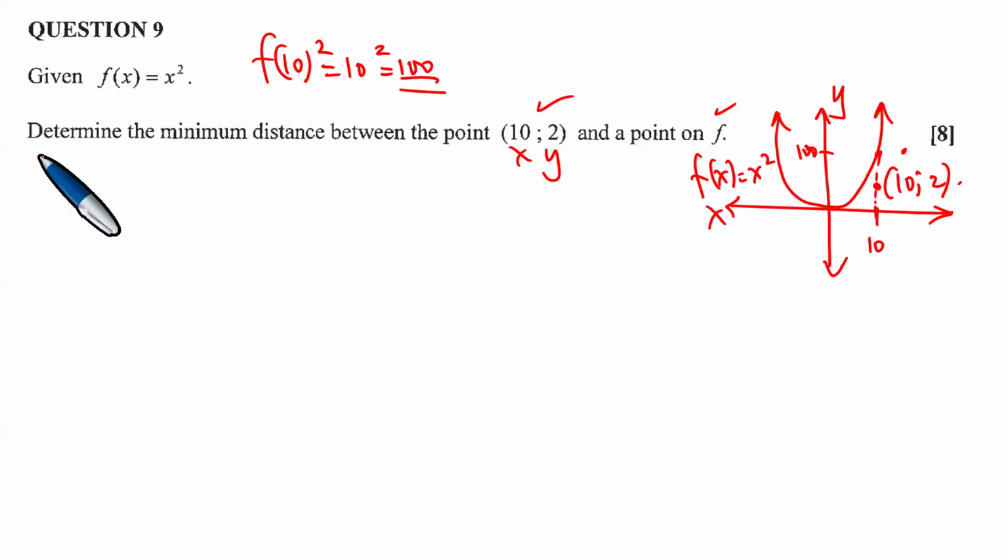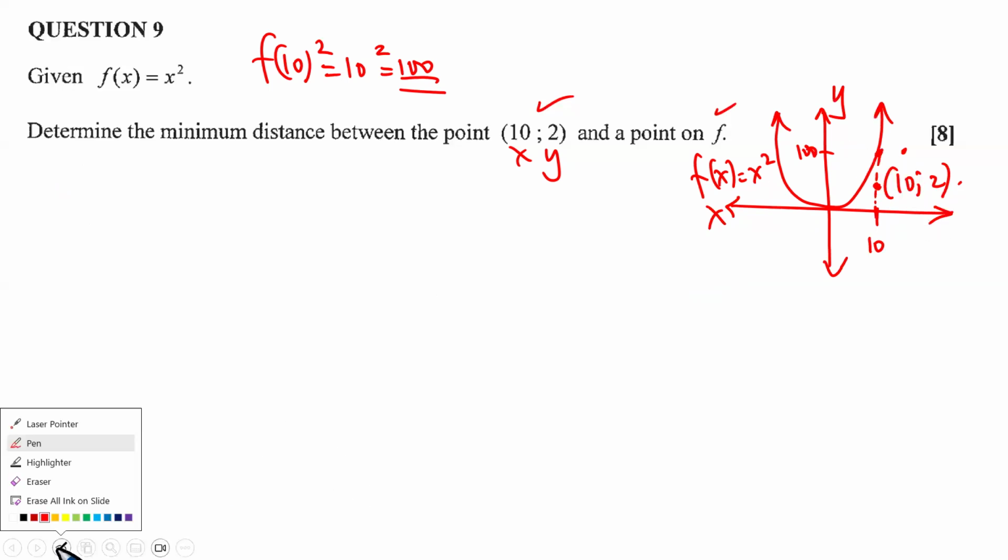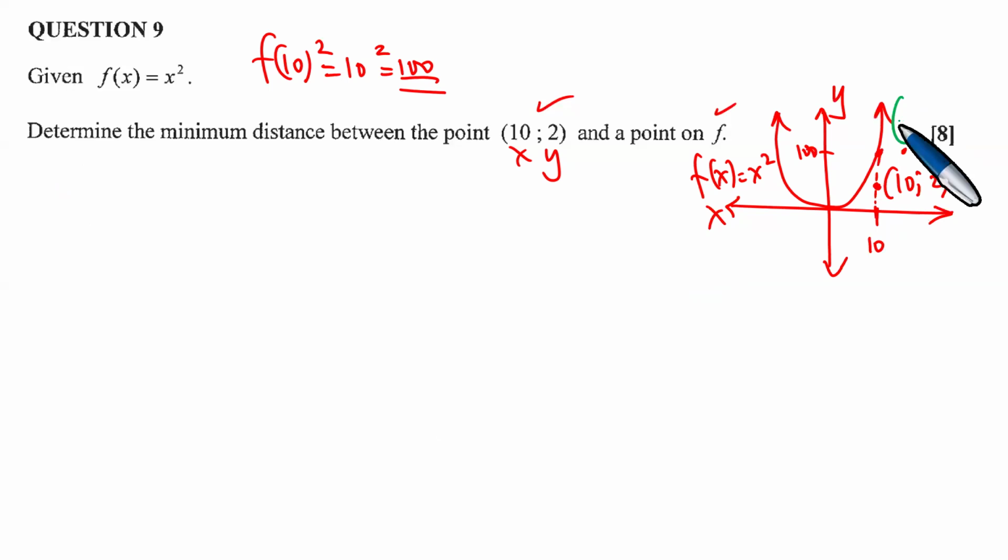Okay. And the examiner is asking the students, because this point here on the graph is such that when x is 10, y is like 100. So we can see the 100 there. So now when x is 10, y is 2. So this point is outside the graph, just below. And now the examiner is saying, find the minimum distance between the point and a point on F. Take any other point on F. A point on F is x and y. So there's a distance here, and we want to find the minimum distance.